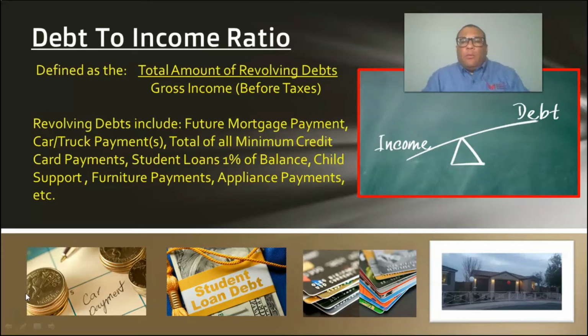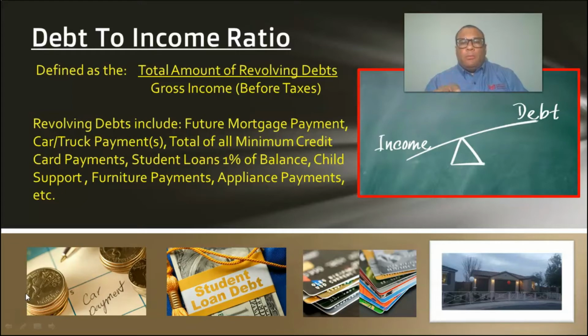So debt to income ratio is defined as the total amount of revolving debts divided by the gross monthly income before taxes. So revolving debts include things like your future mortgage payment, whether it's a single family detached or a townhome or a condo, car or truck payment, total of all minimum credit card payments, so that's the revolving minimum amount that you have to pay. So all the credit cards that you have, take all the minimums that you have to pay, and that's what loan officers use to determine DTI.